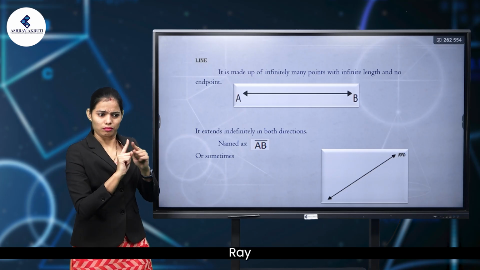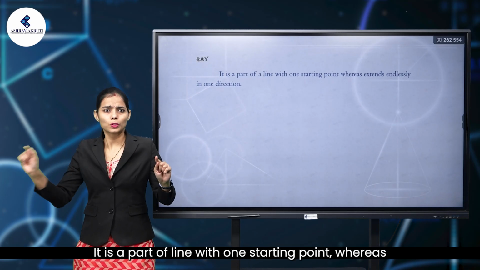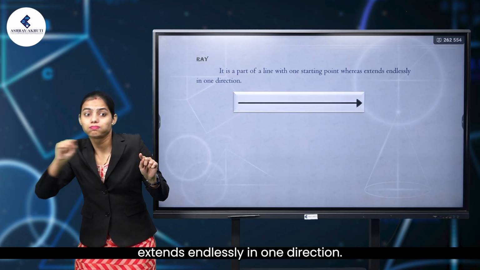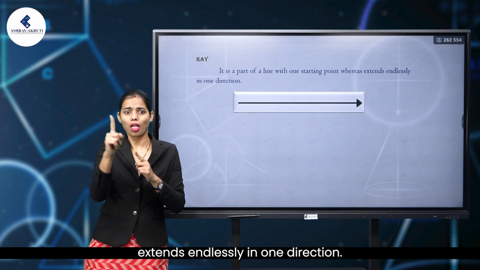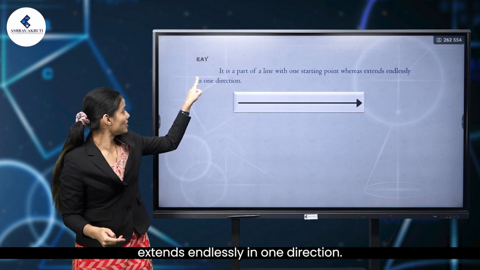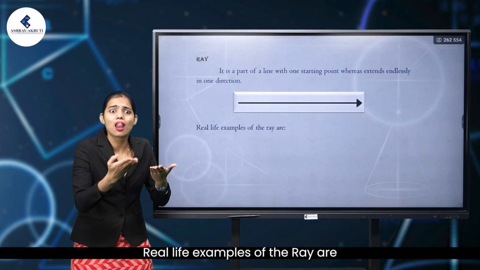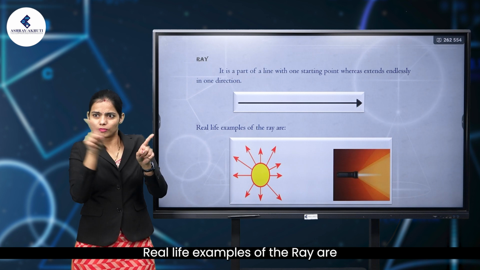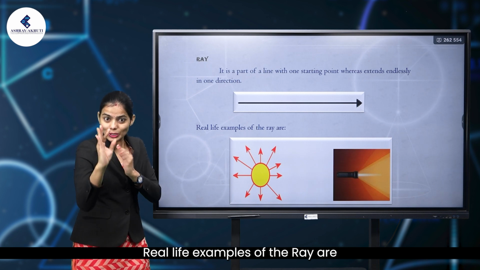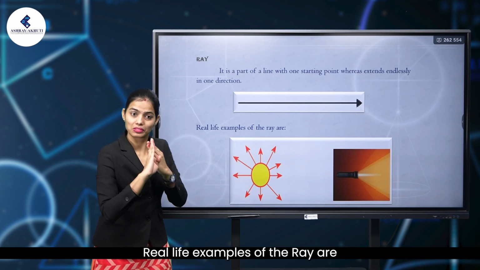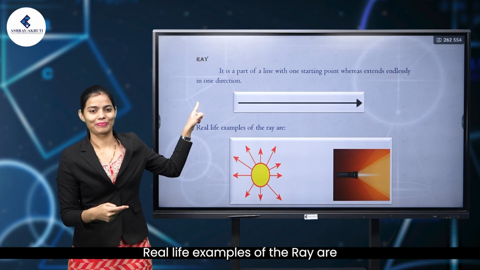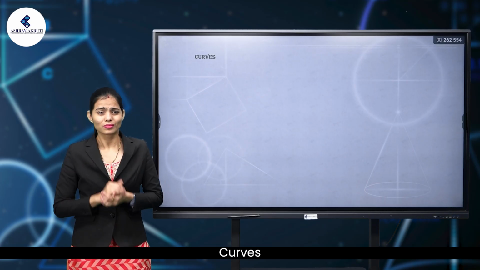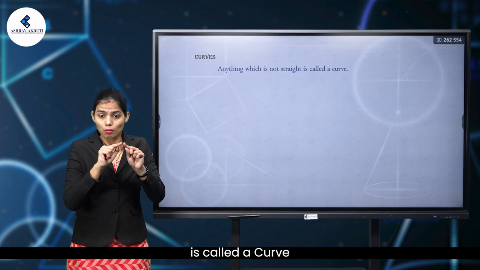Ray. It is a part of a line with one starting point, whereas it extends endlessly in one direction. Real life examples of the ray are shown. Curves. Anything which is not straight is called a curve.